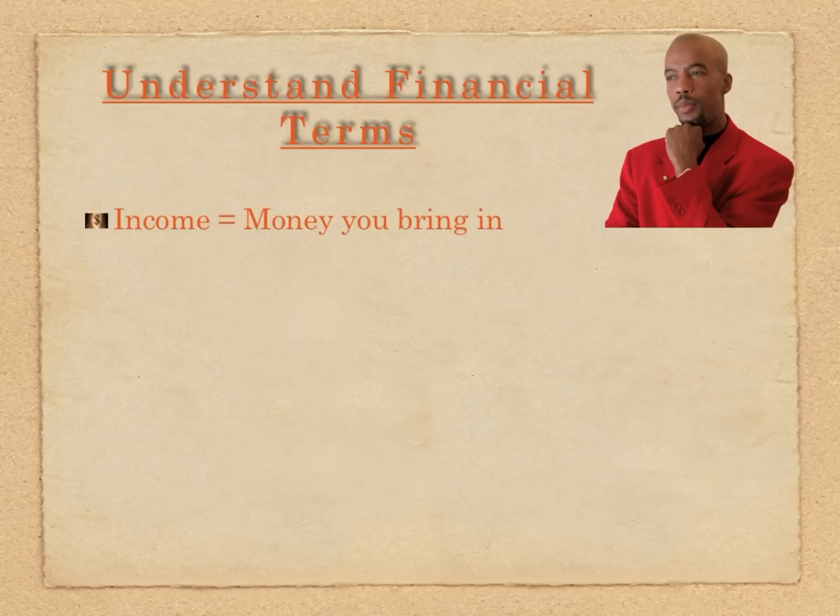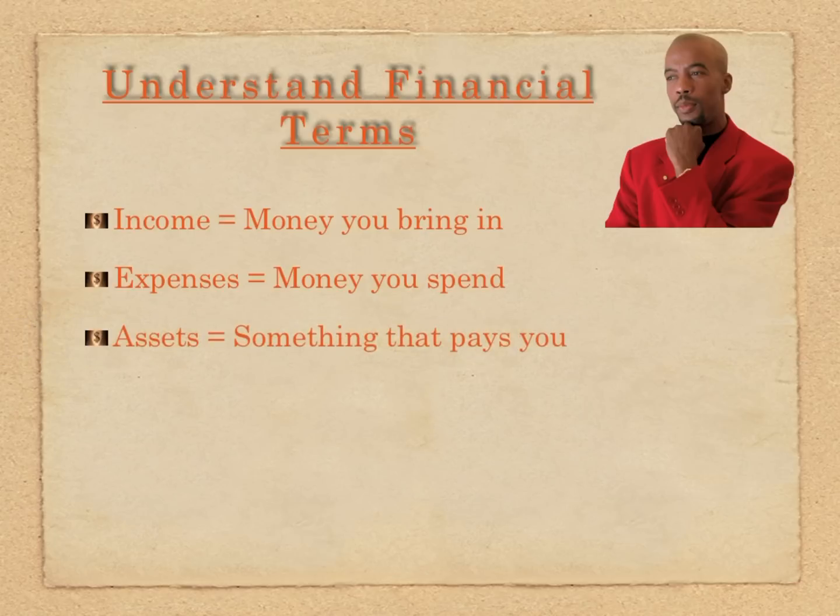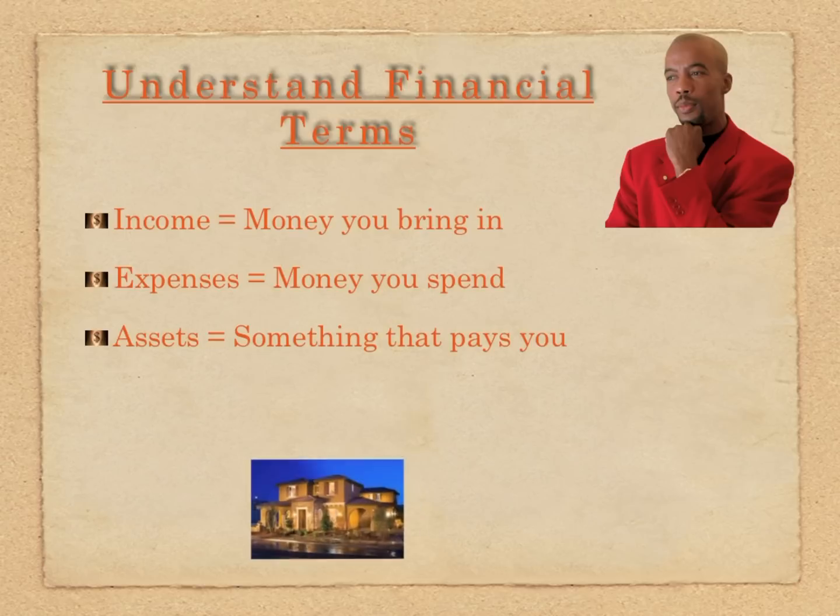Income, in the way that I'm going to be using it, is money that you bring in. Expenses, money that you spend. Assets is something that pays you, and I know that's a little tricky one because most times we think of assets as something we own, but that's not necessarily the case. An asset, in the way that I was taught, is something that pays you, something that brings in money. And a lot of people think, well, isn't my house an asset?